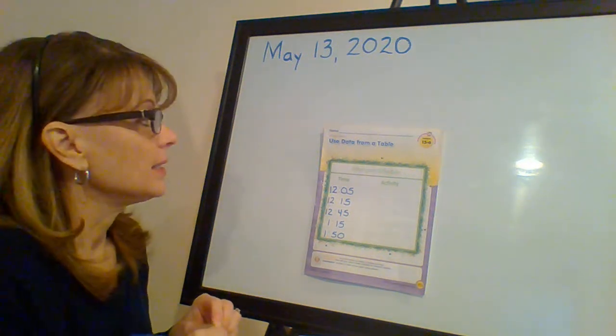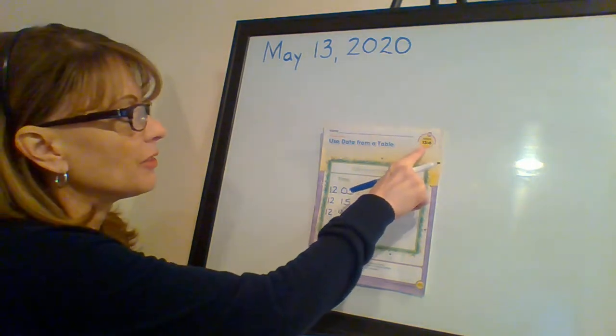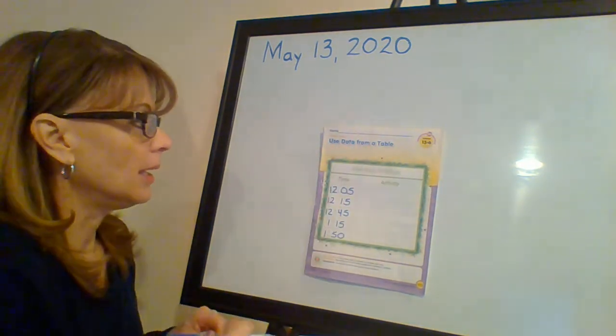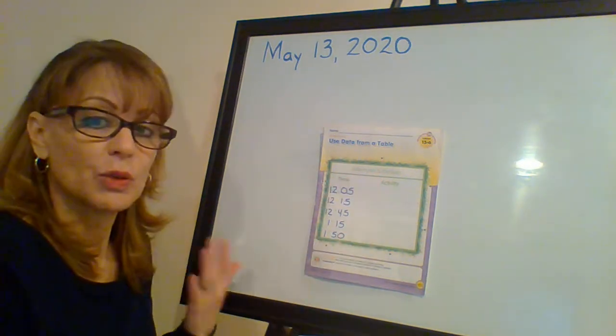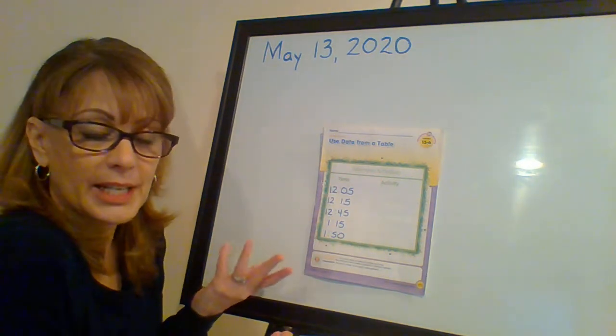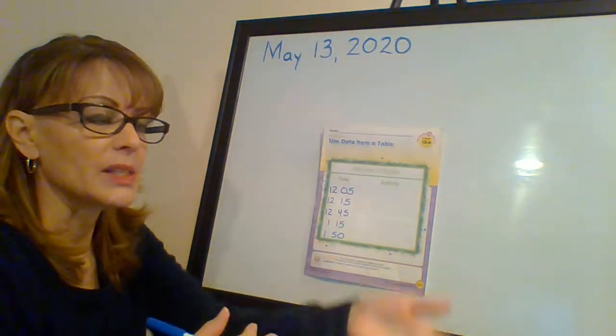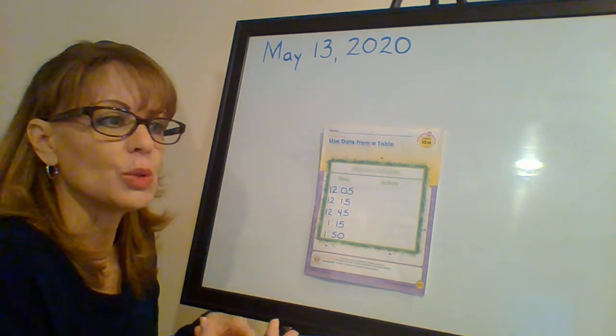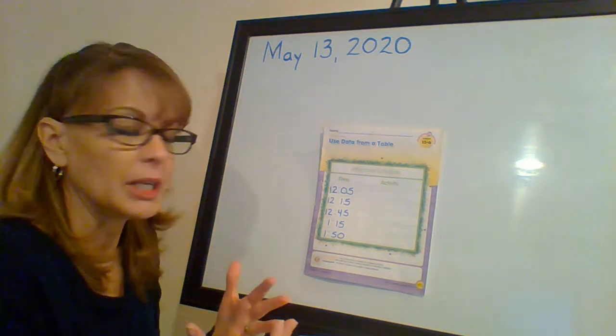Welcome back. Today we are doing lesson 15-6, which is use data from a table. And we're starting with an afternoon schedule. Well, we used a schedule every day at school. We had it right on the side of the board, so we kind of knew what we were going to be doing during every class period.